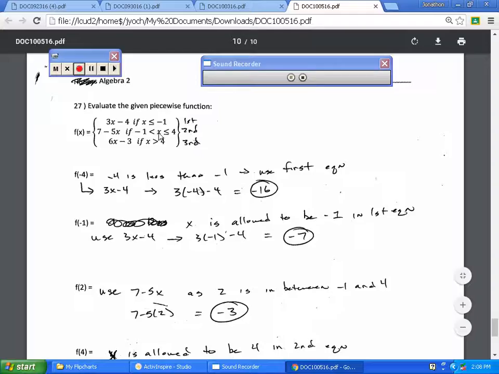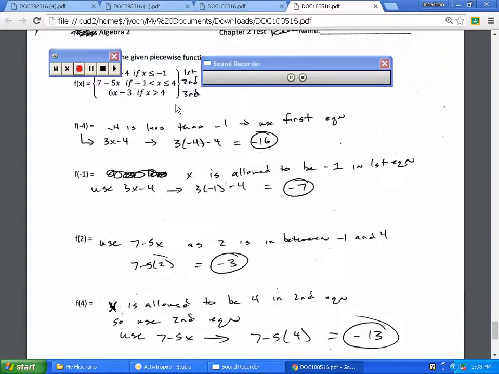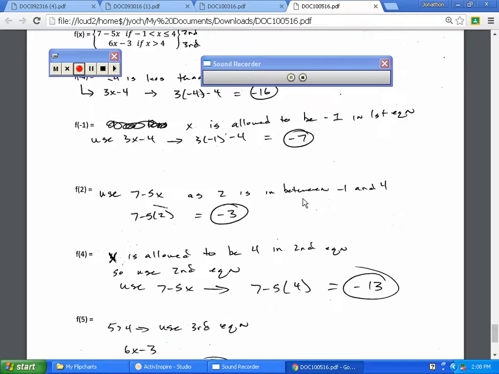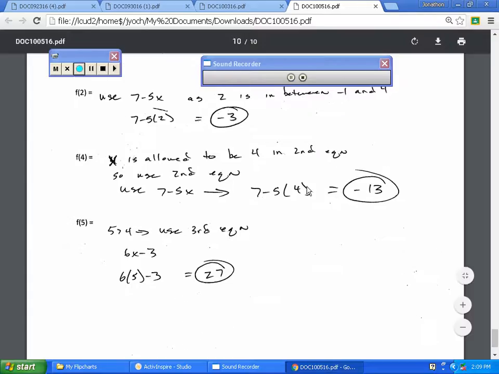I plug 2 into the second equation. 2 is solidly right there. 7 minus 5 times 2 is negative 3. 4, x is allowed to be 4 in the second equation. 7 minus 5x, so it would be 7 minus 20, negative 13. And 5 is greater than 4, so I would use the third equation. 6x minus 3 is 6 times 5 minus 3, 27.